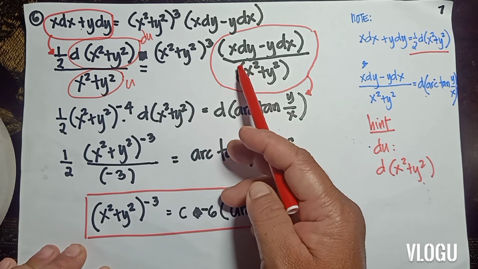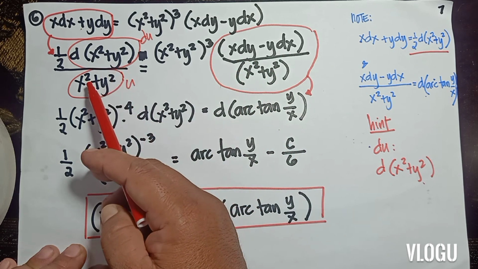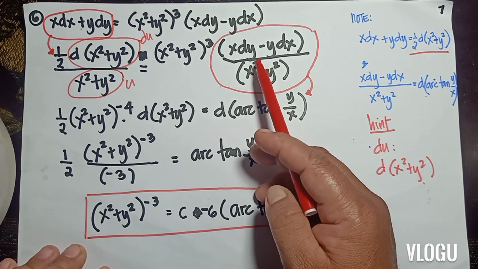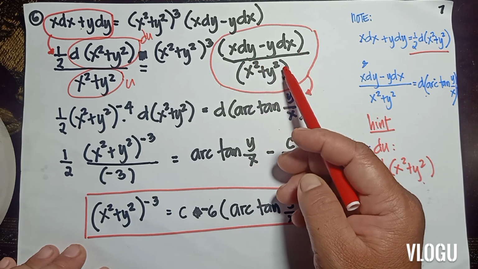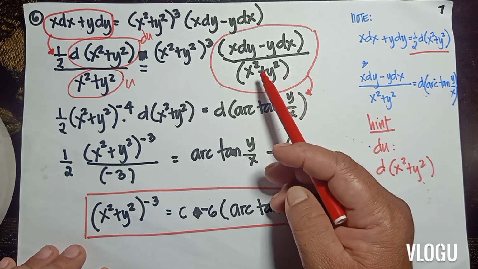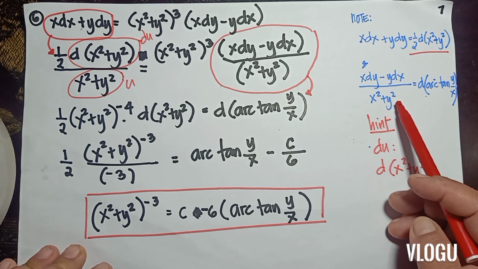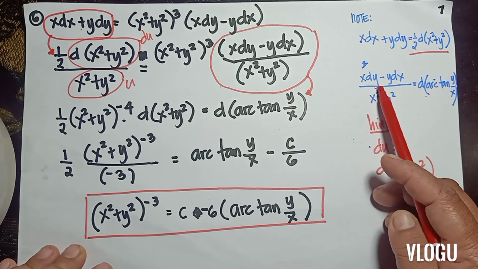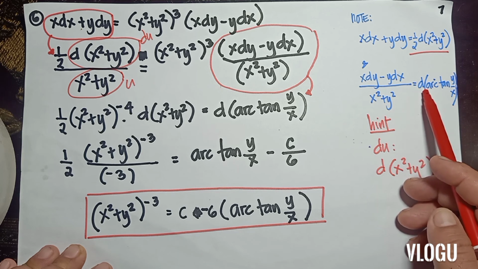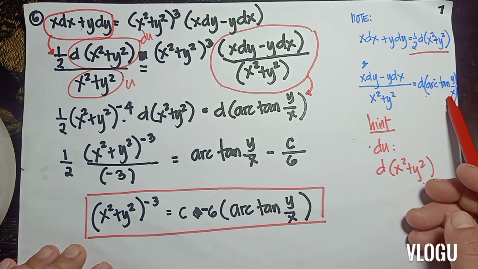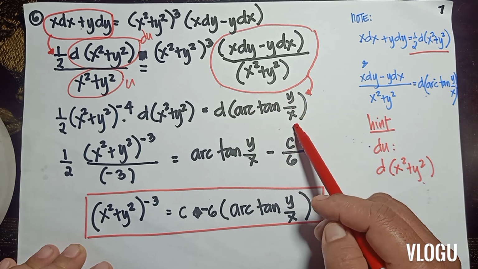So therefore, you are going to divide the left side with x squared plus y squared. Of course, you divide the right side with x squared plus y squared. So for that case, when you divide that with x squared plus y squared, you will arrive at a form of x dy minus y dx over x squared plus y squared. That is a form of d arctan y over x. So that's the reason you will have d arctan y over x.